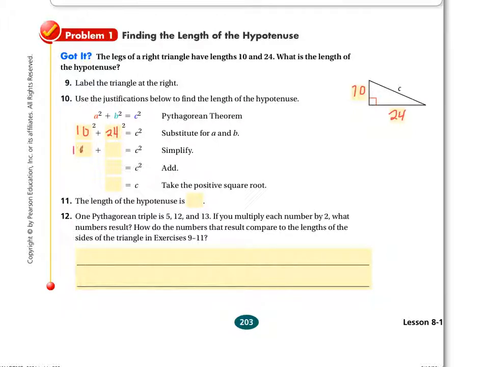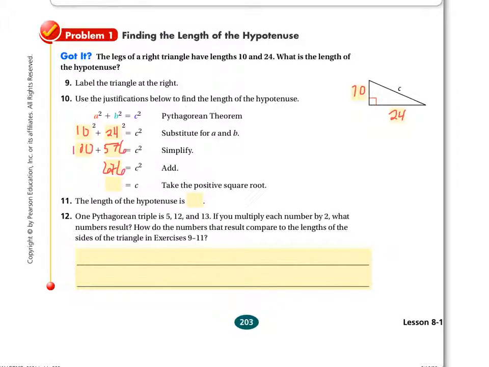So 10 squared you should know is 100. 24 squared probably don't know, so why don't you do it on your calculator. Tell me what you get. What'd you get? 576. And then adding the 100 to it is 676. So how do you find C?